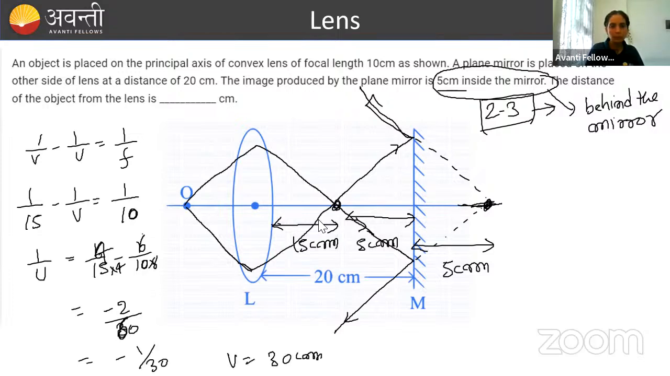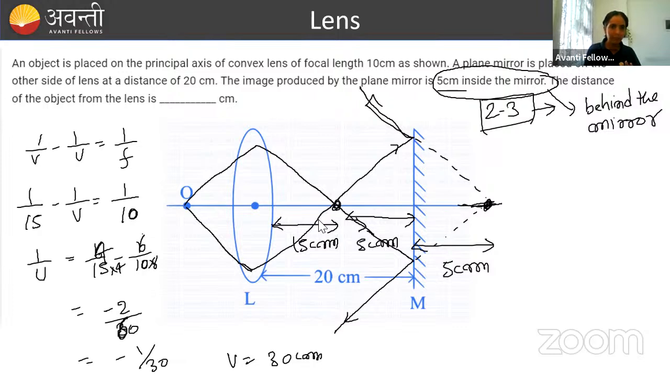So u will be equal to how much? 30 centimeter. u is equal to 30 centimeter. Okay. So see here how easy the question is. You didn't require so much concept. Just you need to draw the ray diagram. So you need to have clarity of how to draw the things. That is very important in ray optics.